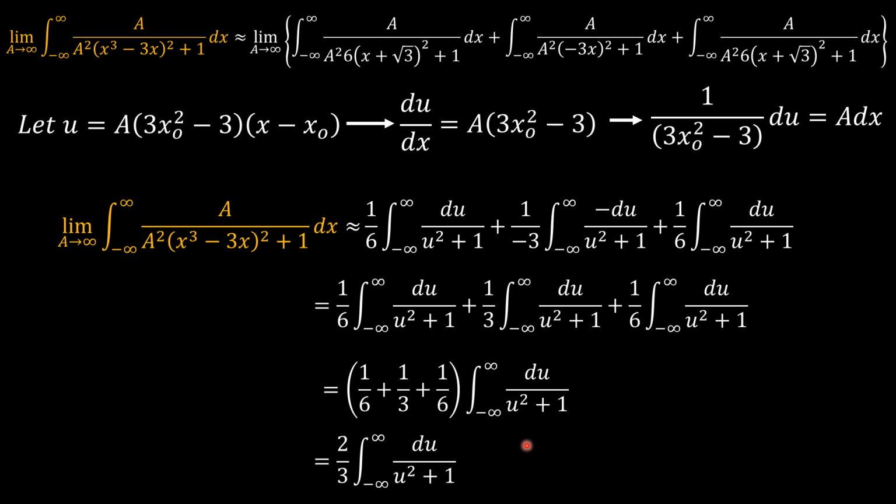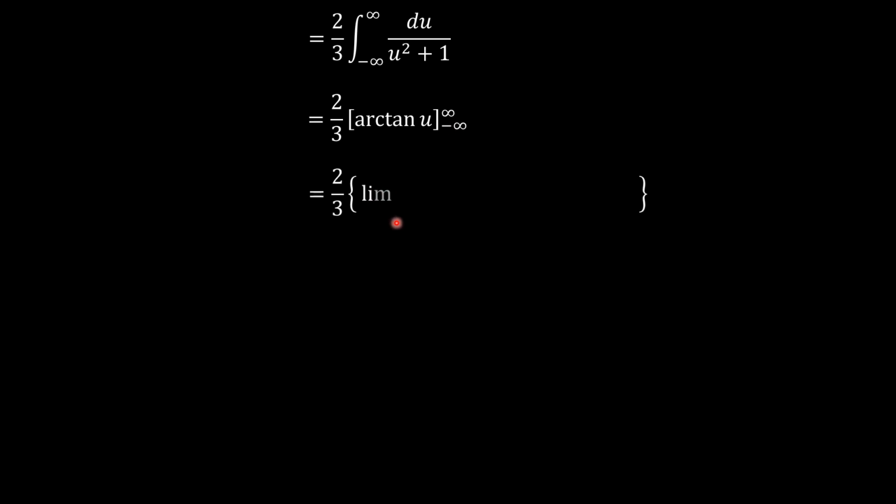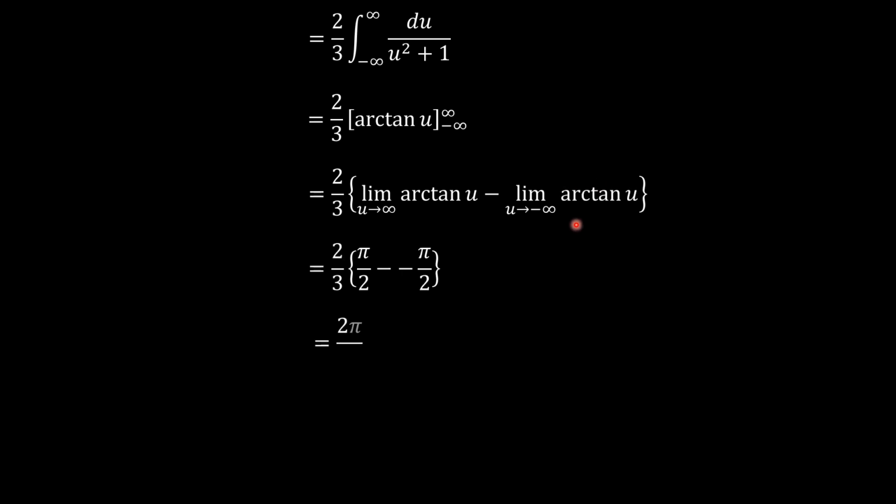So we know this integral to be amounting to the arctangent of u with the limits negative infinity, positive infinity. As u tends to positive infinity, the arctangent of u is pi over 2. As u tends to negative infinity, the arctangent of u is negative pi over 2. Adding those together, we get pi. So the answer here is really 2 pi over 3, and that's what was expected.